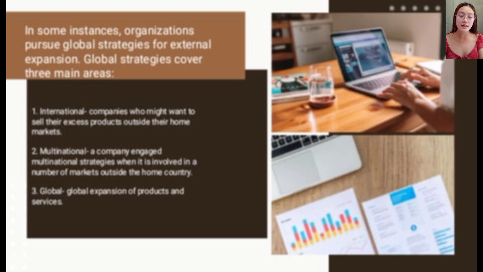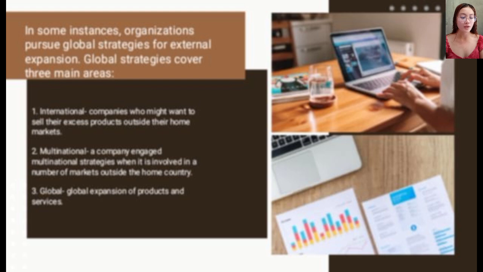Example niya ani is a US-based clothing brand starts selling its clothes online in Canada. So, mao na siya example sa international. Pwede po siya a Japanese electronics company na mag-import siya mga TV to sell in retail stores. So, kani siyang international strategies, it sells product or services in a few foreign markets. But it doesn't mean nga it has significantly adapted its operations or products to local taste. So, mao na siya international strategy.